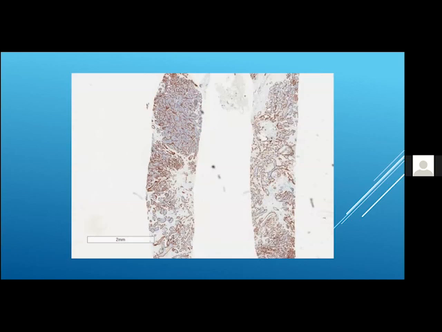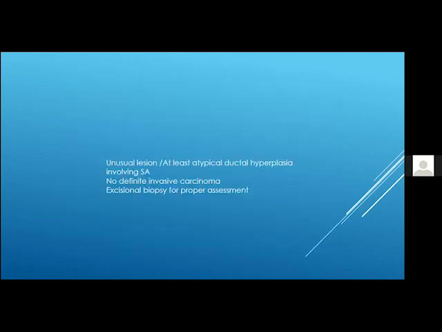And then when you do a marker for myoepithelial cells, it actually highlighted nicely, there are a lot of myoepithelial cells surrounding all of these nests of cells. And you can see from even this, the nodularity of the lesion. So this is a rather unusual lesion.